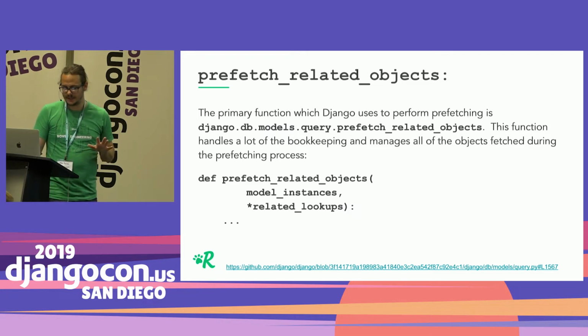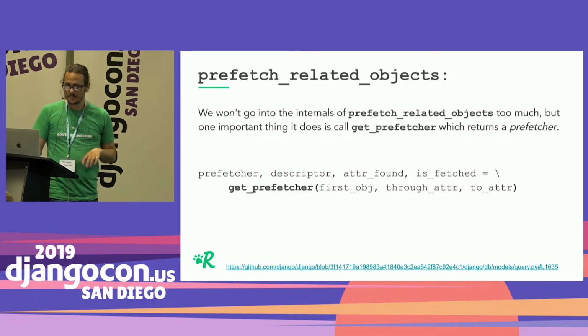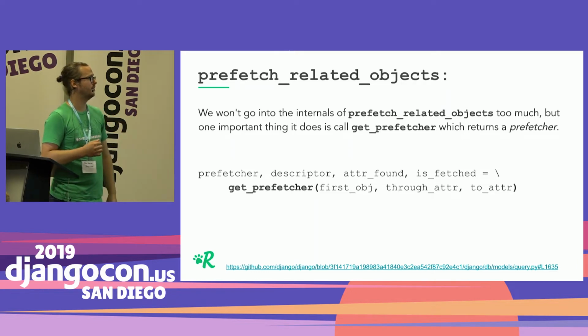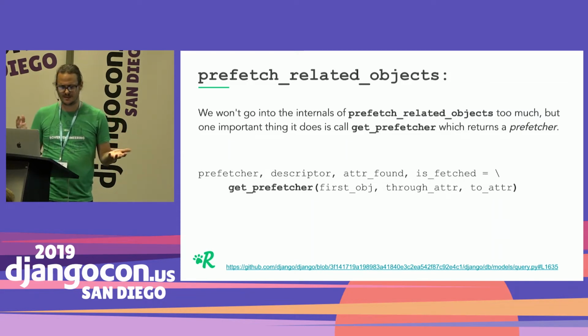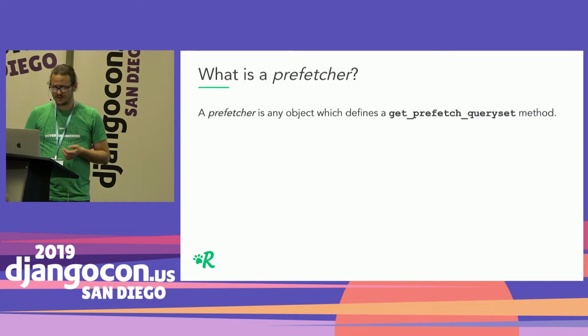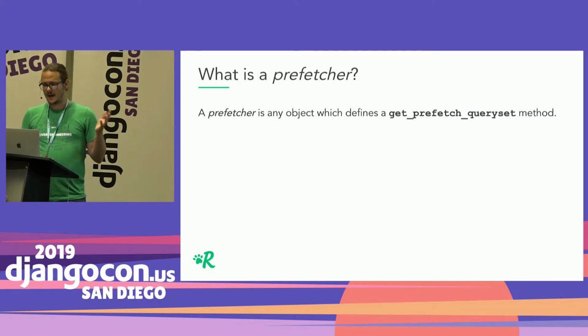So we're not going to be digging too much into that, but one thing that prefetch_related_objects does do is it calls this get_prefetcher function. The primary purpose of this function is to get a prefetcher. So that makes you wonder, okay, what is a prefetcher? Well, a prefetcher is just any object which defines a get_prefetch_queryset method.